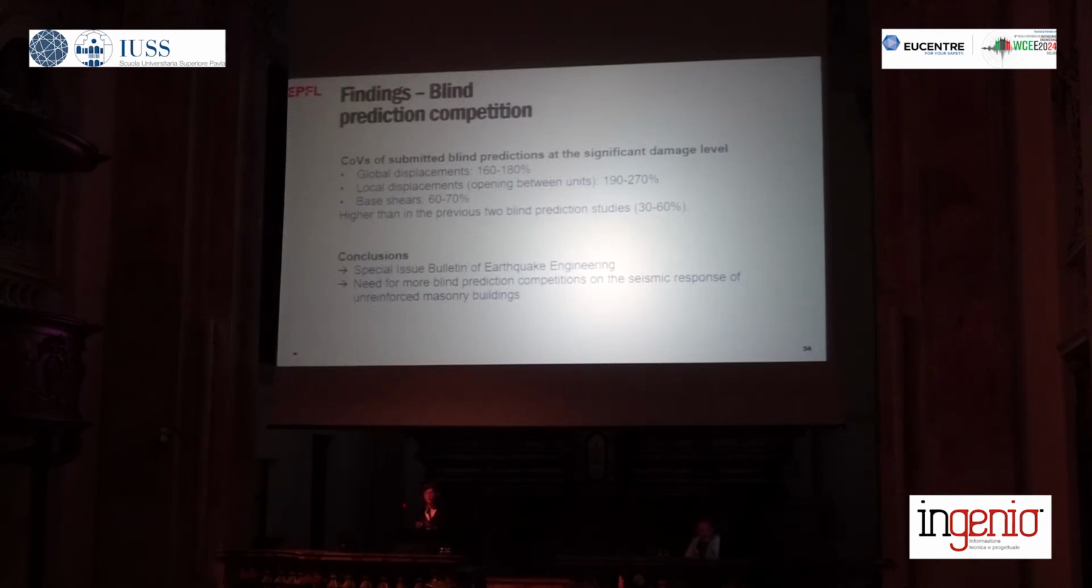In the others, it was more focused on equivalent frame models, for example, for the second one. We also have a structure which is considerably more complex, and the nonlinear connections play an important role here. Nonlinear connections between the wall and diaphragm, but also between the units, the two buildings. I think altogether that really led to these very high coefficients of variation.